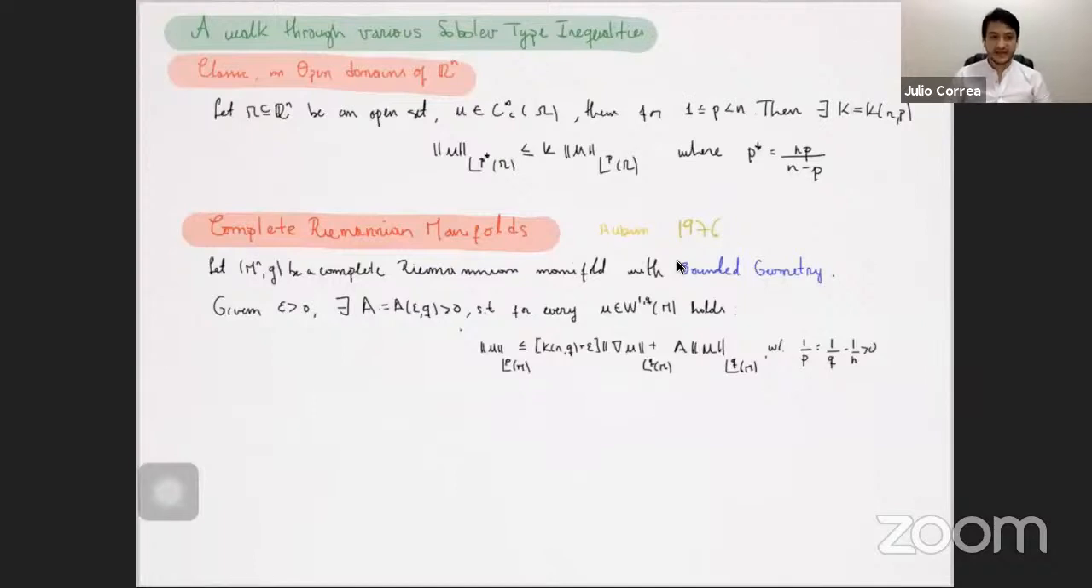What happens if instead of an open set, I consider a complete Riemannian manifold? To get this kind of inequality, I have to have some geometrical restrictions. What I mean is that if I give you a complete Riemannian manifold with bounded geometry, which is to say that the curvature is bounded from above and the injectivity radius is always positive, I can assure that given epsilon greater than 0, there exists some constant A depending on epsilon and q, such that for every function in W^{1,q} the following inequality holds. This inequality has to be proven with K the same as in the Euclidean one, and it is the least constant satisfying this inequality.